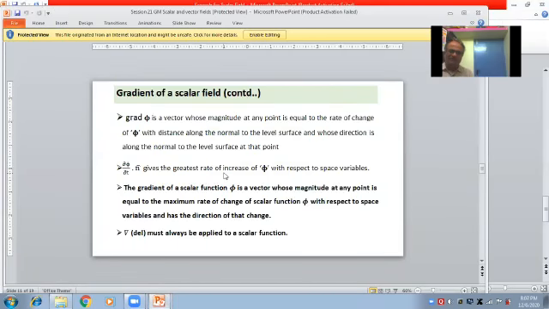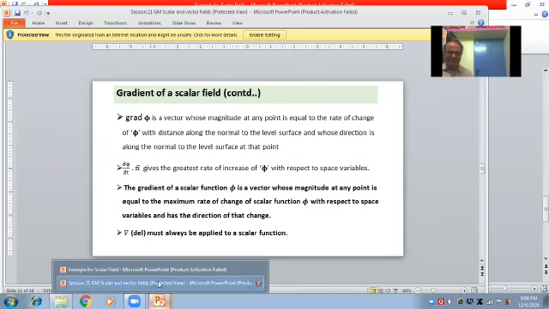So therefore, this gradient of the scalar field is always normal to the level surface at a given point. And this is already explained. So the gradient of a scalar function phi is a vector whose magnitude at any point is equal to the maximum rate of change of scalar function phi with respect to space variables, and has the direction of that change. Again, this diagram is very useful.